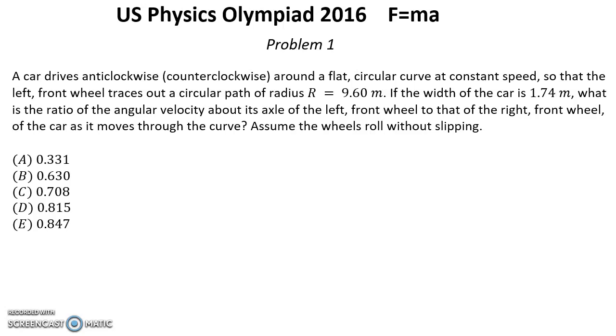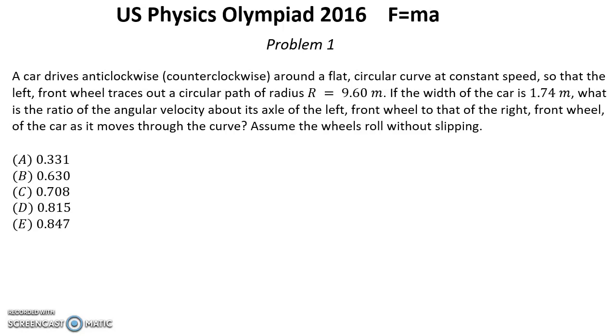US Physics Olympiad, year 2016, F equals MA. First round. For this round, there were 25 problems for 75 minutes. All solutions for these problems you can find in the reference below this video in the description.